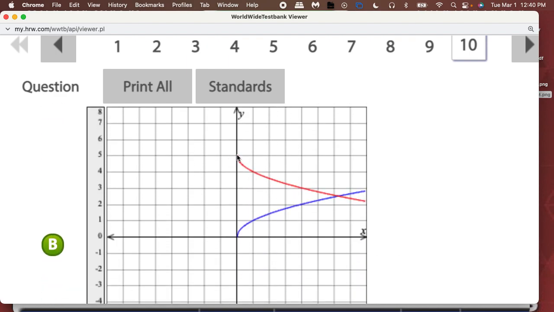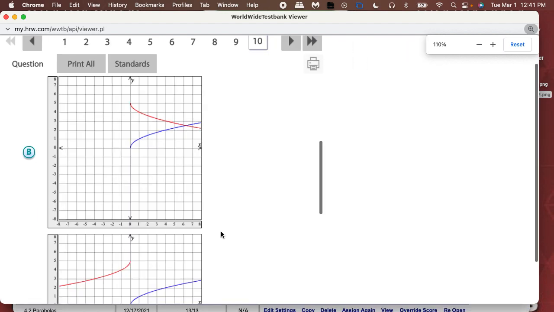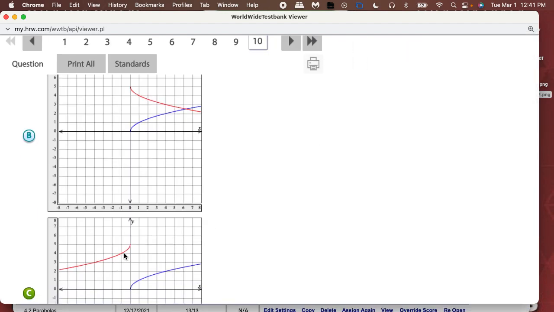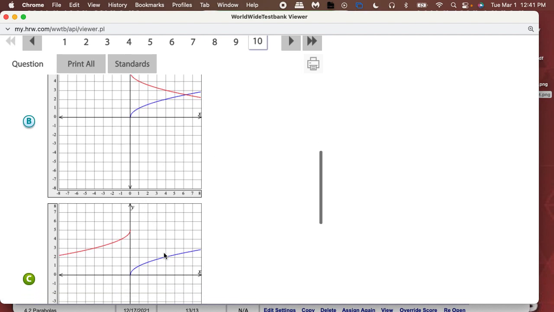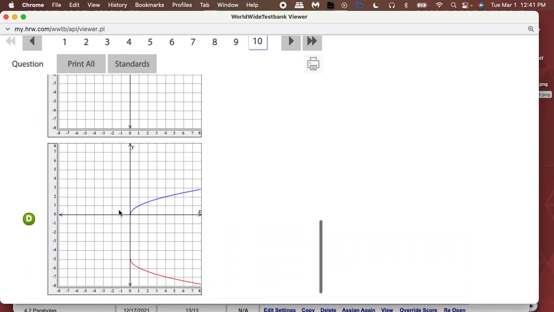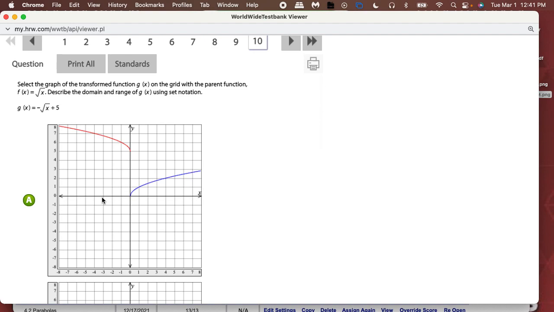B, it went up 5, yay, and it flipped across the x-axis. So if this one was originally here, it'd be going down like that. So if you flip it and then you move it up, B is my answer. You can find that on your choices. Okay, C is out because it is going to the left, not going down. So C, it got flipped twice. And D, it went down 5, and it was supposed to go up 5. See the plus 5 here?